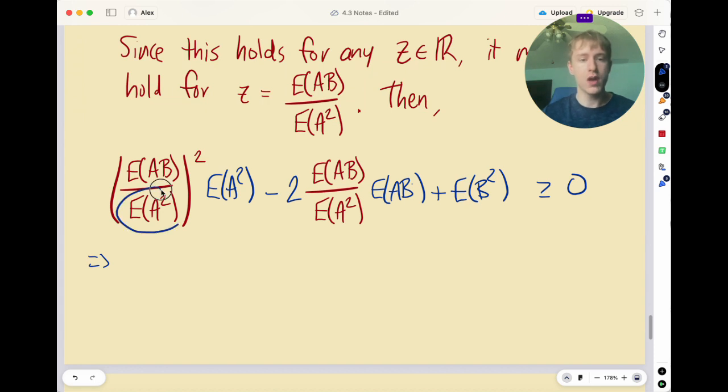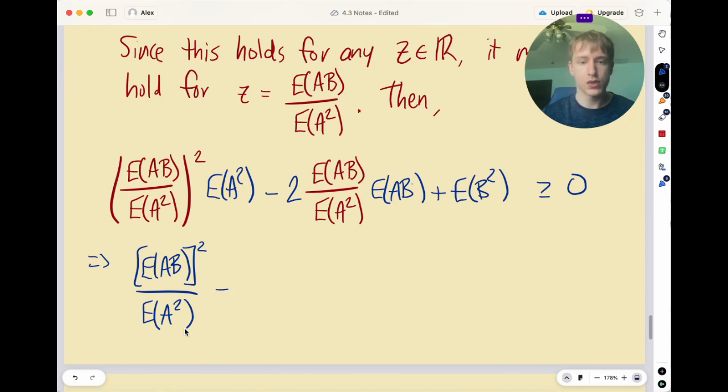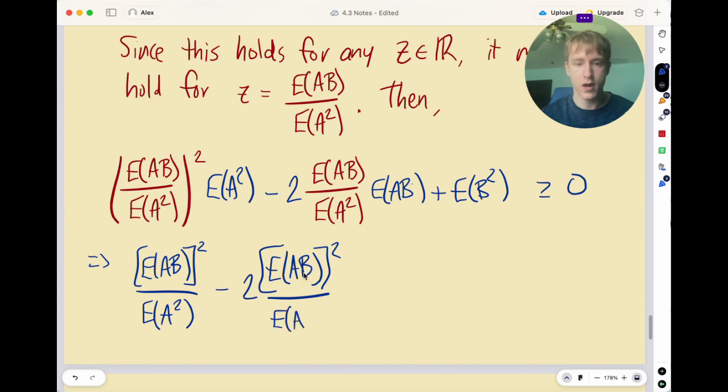Well, you're going to get 2 expected value of A squareds, which is going to cancel out with one of these. So you're going to get the expected value of AB quantity squared divided by the expected value of just A squared, minus 2 times the expected value of AB squared. So this term is just going to repeat, squared divided by the expected value of A squared, and then plus the expected value of B squared. It's going to be non-negative.